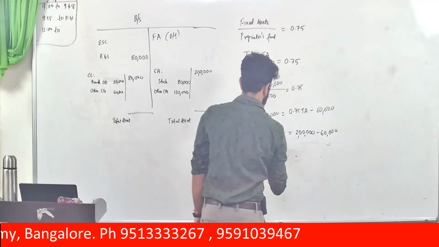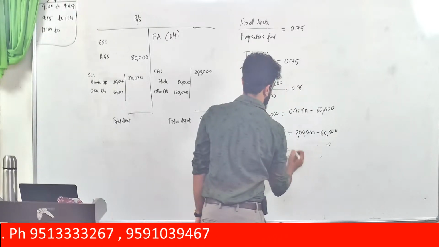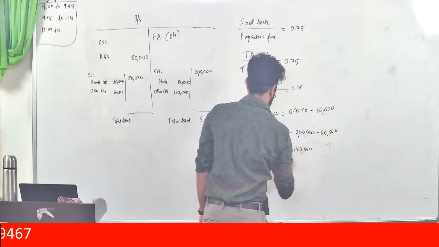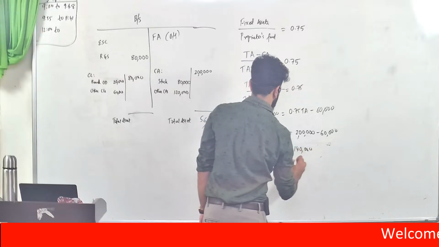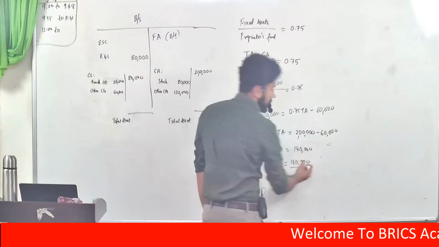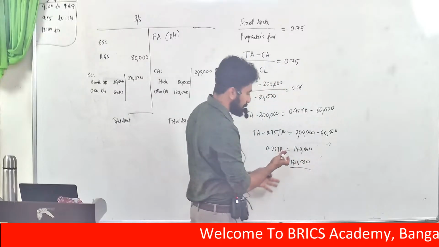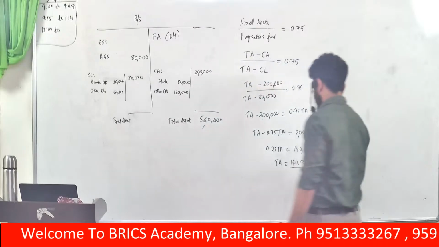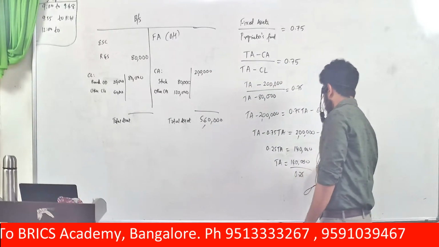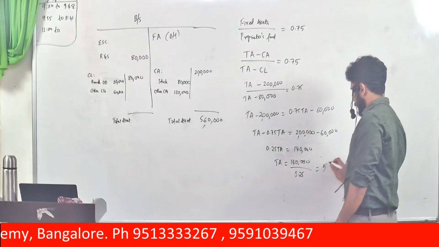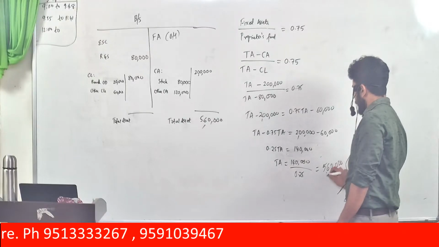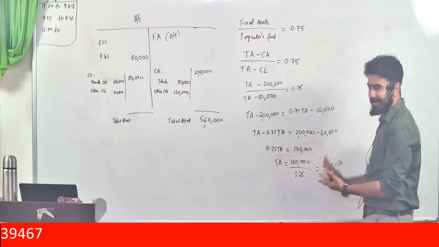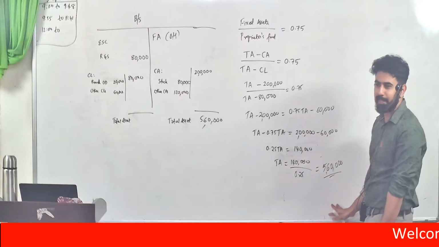So this is how much? 0.25 TA is equal to how much? 1 lakh 40. How much is TA? Earlier we had some other numbers, still you got 5 lakh 60, yeah? Okay, fine. 0.25, how much is this? 5 lakh 60. Every time, previously I had a different number, I still got 5 lakh 60. Okay, fine. This is 5 lakh 60 end of the day.